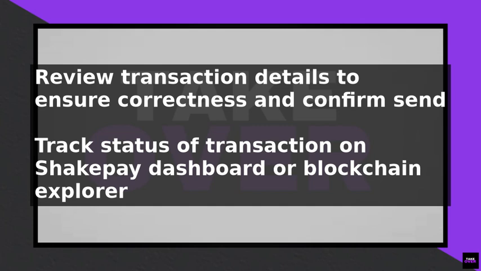Always use a reputable and trusted wallet like Shakepay, and make sure to keep your account and wallet information private and secure. Additionally, double-check the recipient's address and transaction details before sending, and be aware of the transaction fees and processing times. By following these best practices, you can safely and efficiently send Bitcoin using Shakepay.